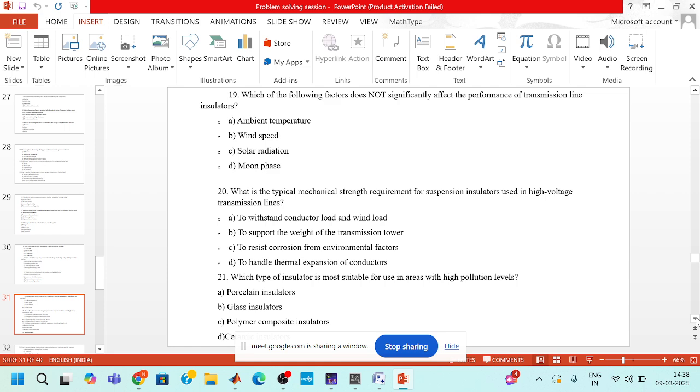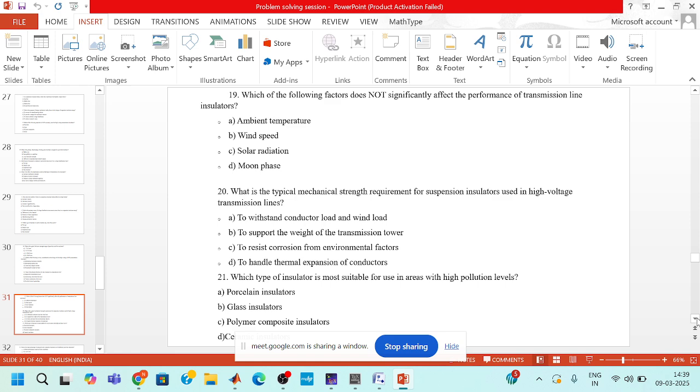Okay, now the next question is, which of the following factors does not significantly affect the performance of transmission line insulators? Options are ambient temperature, wind speed, solar radiation, moon phase. Yeah, D is the correct answer. It does not significantly affect the performance of insulators. The remaining three affect the performance of transmission line insulators: ambient temperature, wind speed, and solar radiation. But moon phase is the correct answer.